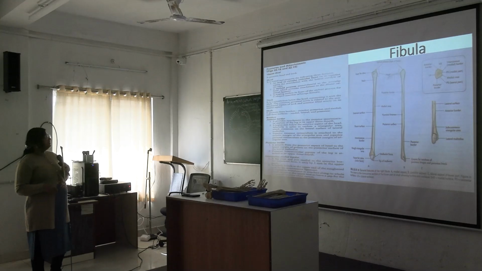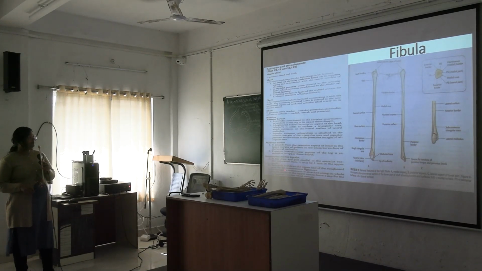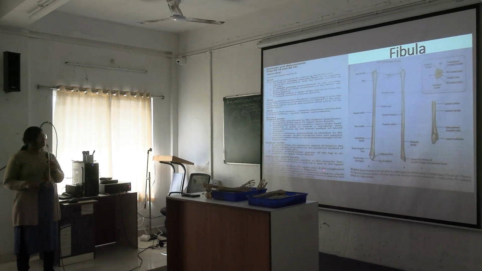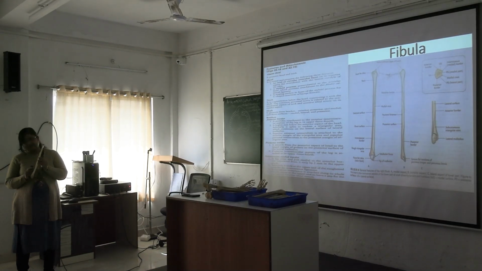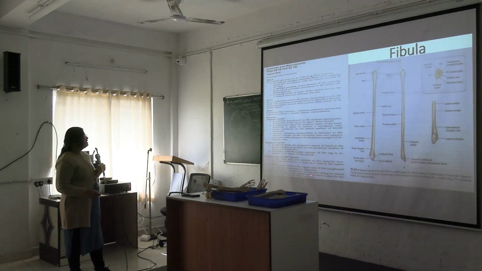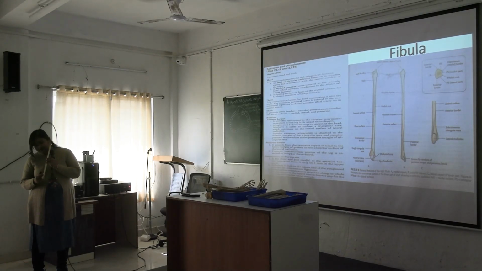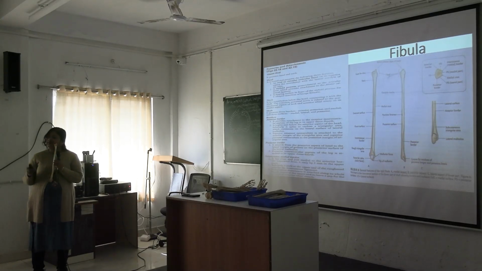Next is the interosseous border or medial border. It lies close and just medial to the anterior border, separated from it by only 3 millimeters in the upper part. Here, this is the anterior border, and just medial to it, this border is the interosseous border, 3 to 4 millimeters away from the anterior border. Inferiorly it ends at the upper end of the roughened area for the interosseous ligament, where the inferior tibiofibular joint is formed.